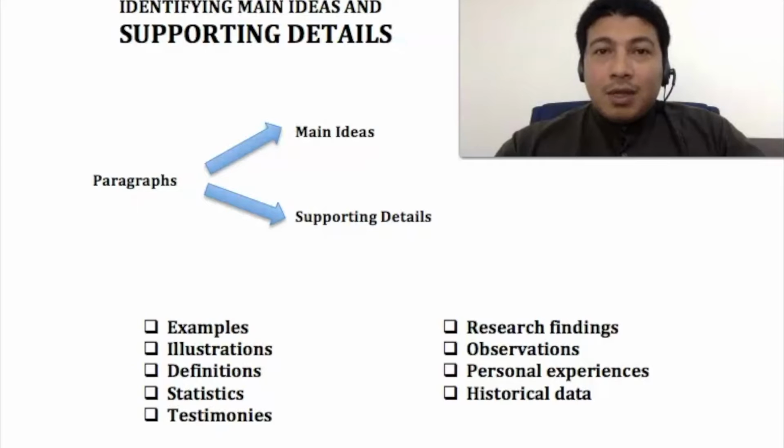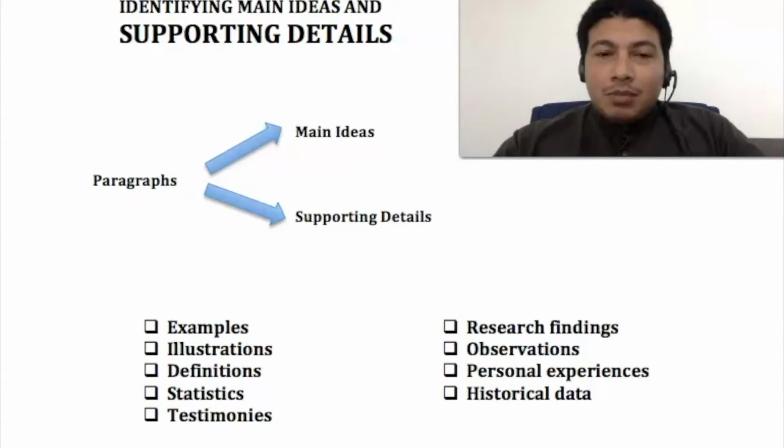We justify our main point with the supporting details. And there are different types of supporting details that we may use in our writing, or that we could find in a text, in a paragraph, or in each paragraph in an article.